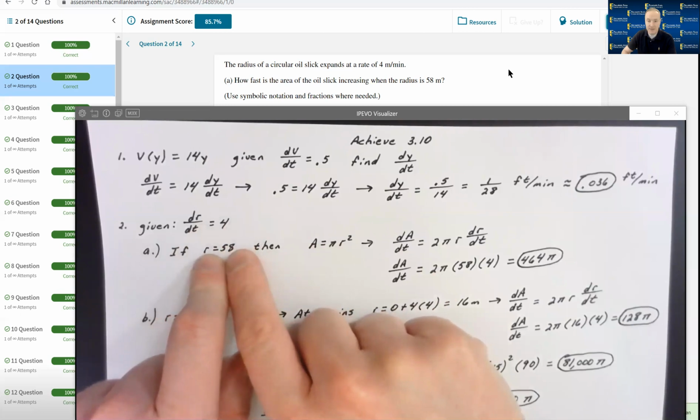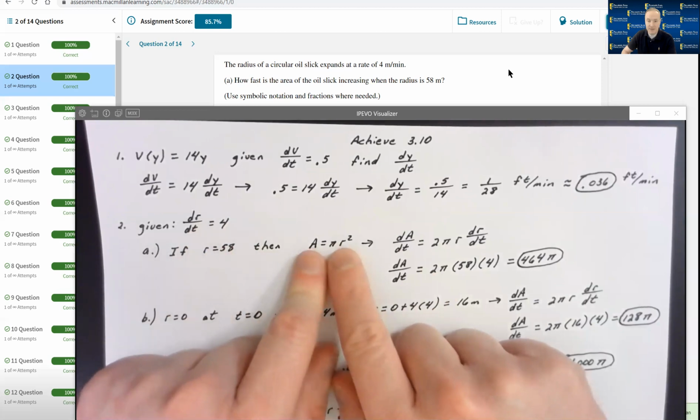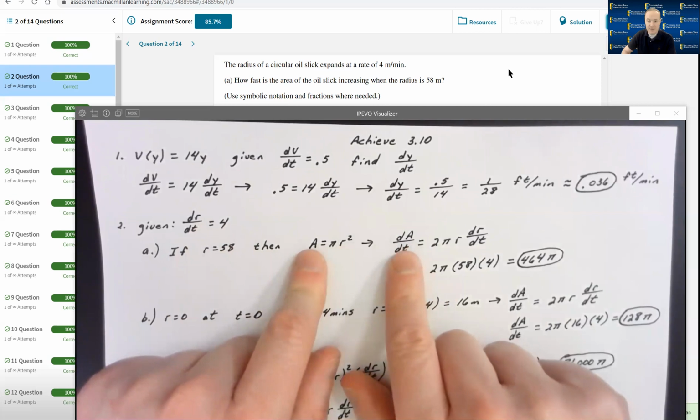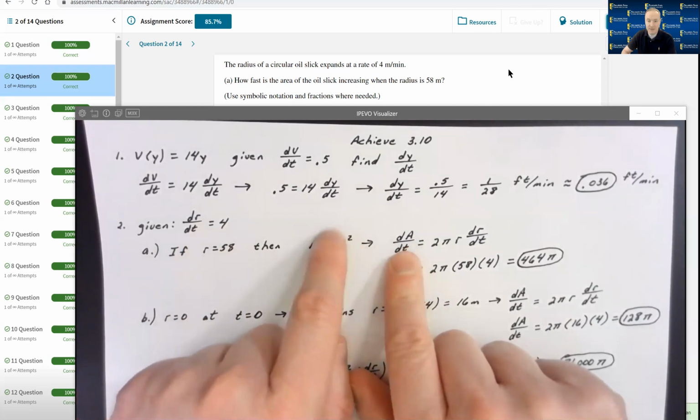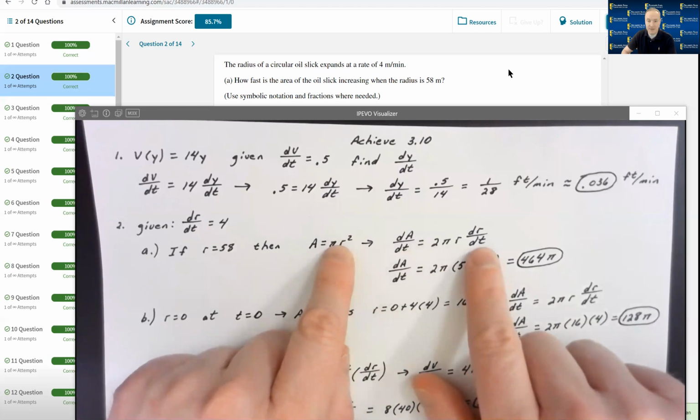Now, I'm told that the radius is 58 in this problem. So my area formula, it's just the area of a circle, pi r squared. I can take the derivative of that with respect to time. Derivative of A with respect to t, dA/dt. On the right-hand side, the 2 would come down in front, and then I would have 2 pi r to the first times the derivative of r, which is dr/dt.